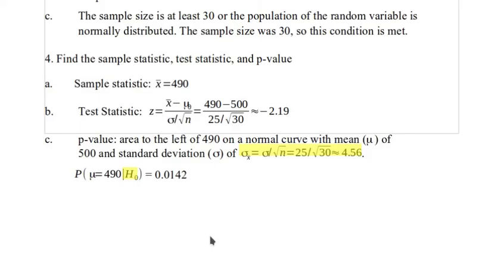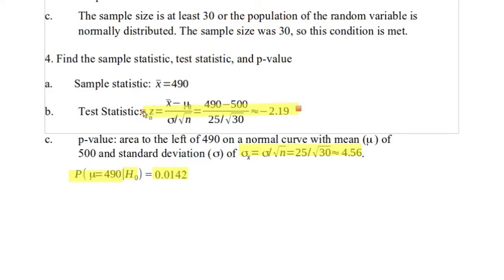Given that information, we're interested in finding the probability that our sample mean would be that different, that far from what the manufacturer claimed, namely a sample mean of 490. And we just learned that that probability was approximately 1.42%. Very low. Now, let's do this again, noticing that we have a z-score.